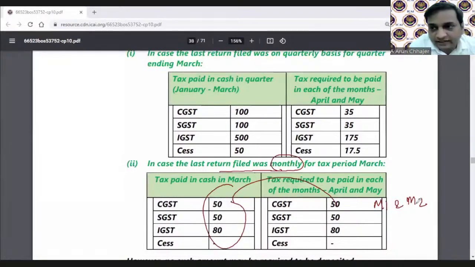Can we pay tax quarterly? No, the answer is no. If there is a liability, you need to pay. Otherwise not. If you are paying after the 25th or you are not paying, then interest under section 50 would be leviable.